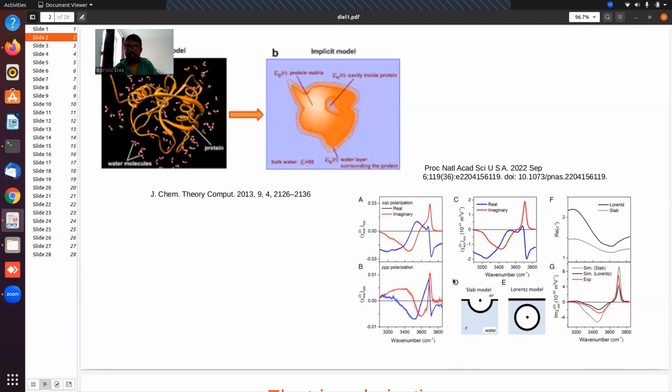So this kind of work was just recently published in PNAS, last year in September, so very recent work. That idea, this Lorentz idea, is still very useful and relevant in the field of material science.